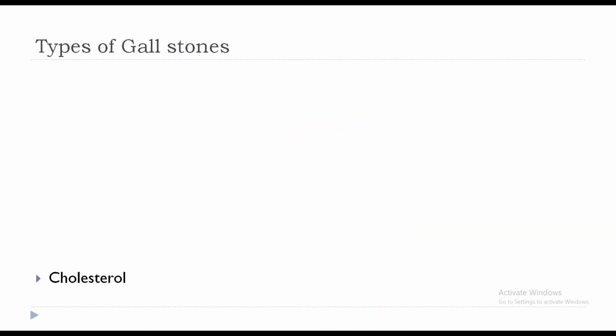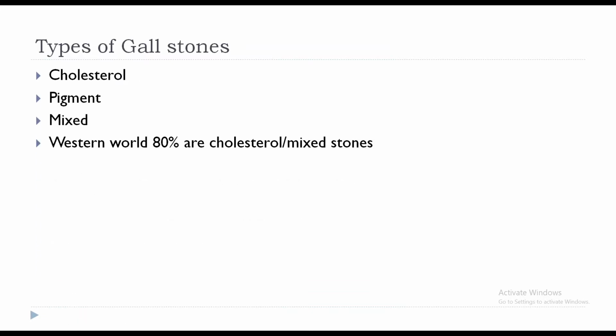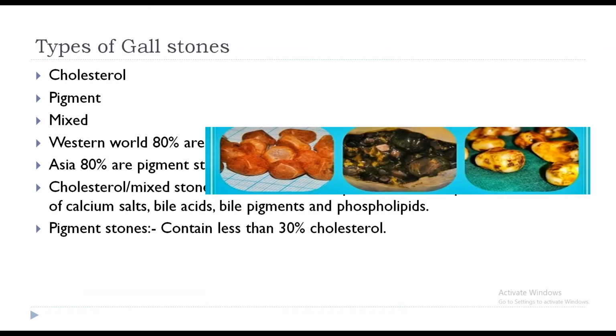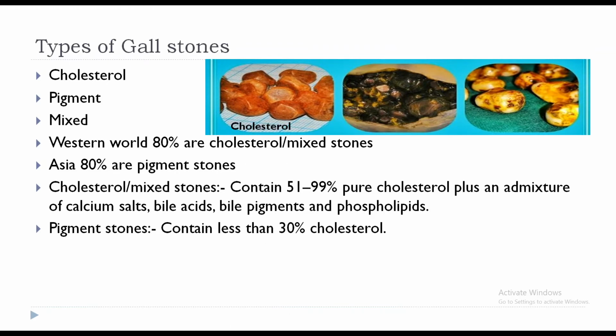Now, types of gallstone can be defined as cholesterol stones, pigment stones, or mixed stones. In the Western world, 80% of stones are mixed or cholesterol stones, but in Asia 80% are pigment stones. Cholesterol stones or mixed stones contain 51 to 90% pure cholesterol plus admixture of calcium salt, bile acid, pigment, and phospholipids. The pigment stones contain less than 30% cholesterol. So this is the gallstone which has cholesterol as the main component, this is mixed stones, and this is pigment stones.